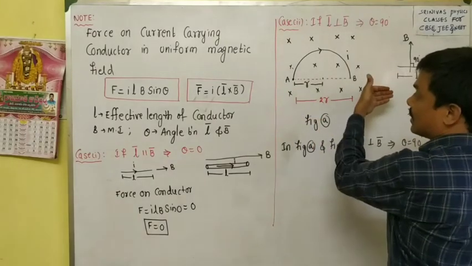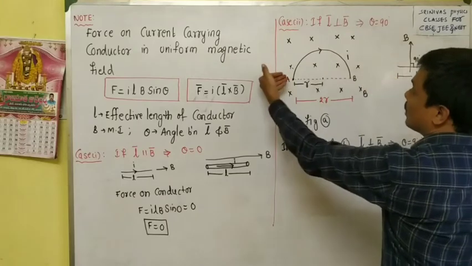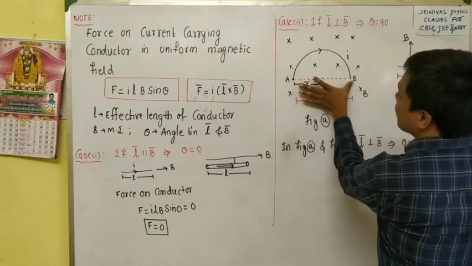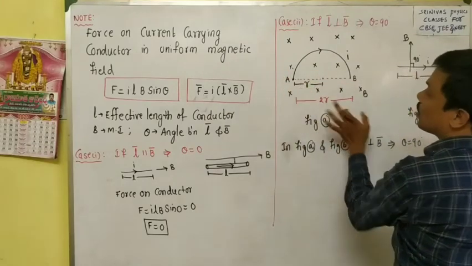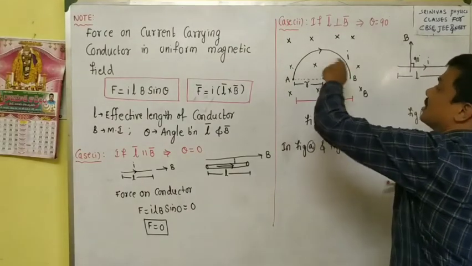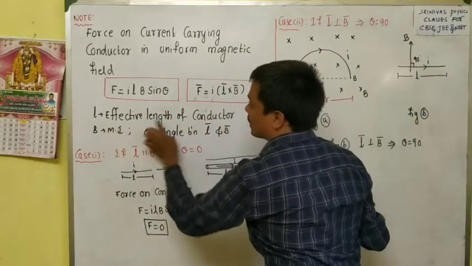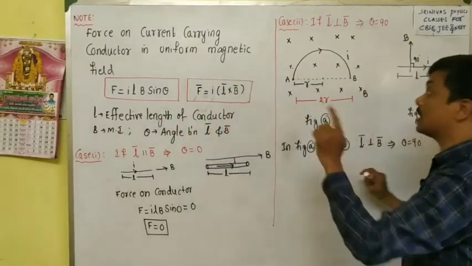Why? Length is a vector, but its direction is in the direction of the current. Current goes from A to B. Then the effective length is A to B. We should not take the length 2r. Okay? We have to take the effective length, which means the shortest distance between the initial and final points.